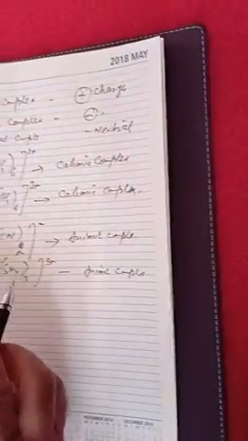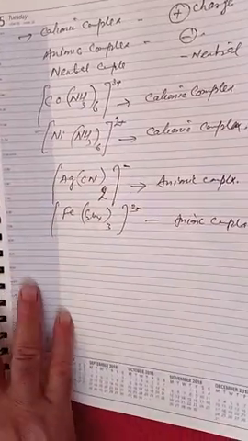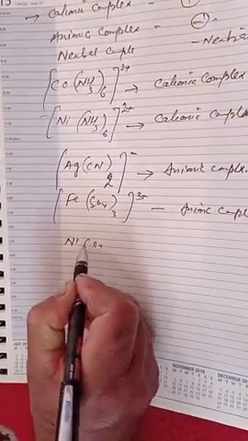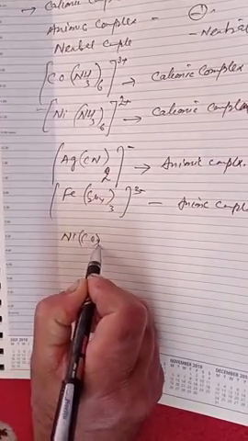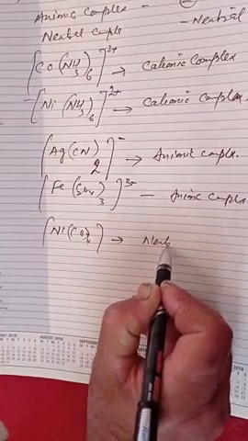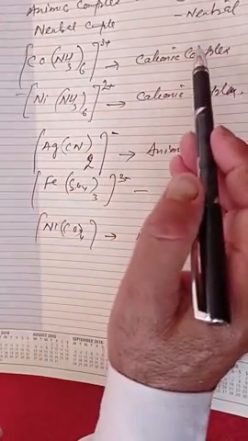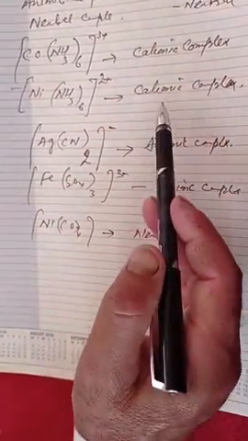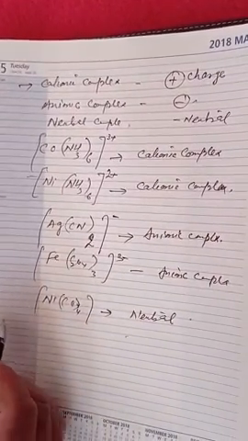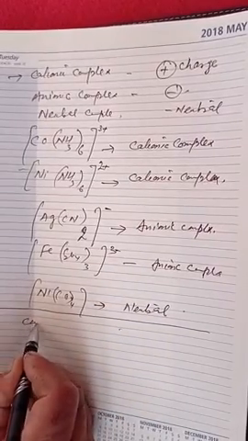So depending upon the charge on the coordination complex, it will be a cationic complex or an anionic complex, or it can be neutral. For example, Ni(CO)4, tetracarbonylnickel, is a neutral complex because it has no charge. So it can be positive, that is a cationic complex. It can have negative charge, that is an anionic complex. It can be neutral.